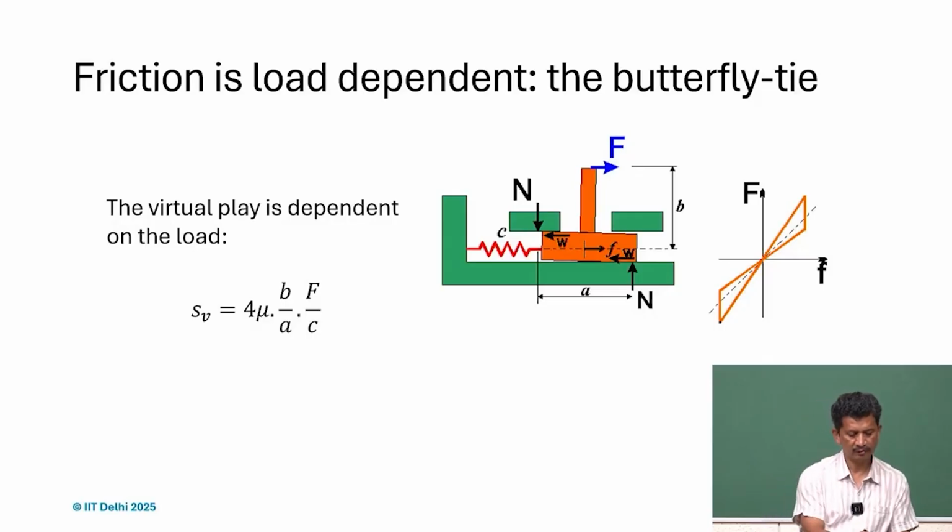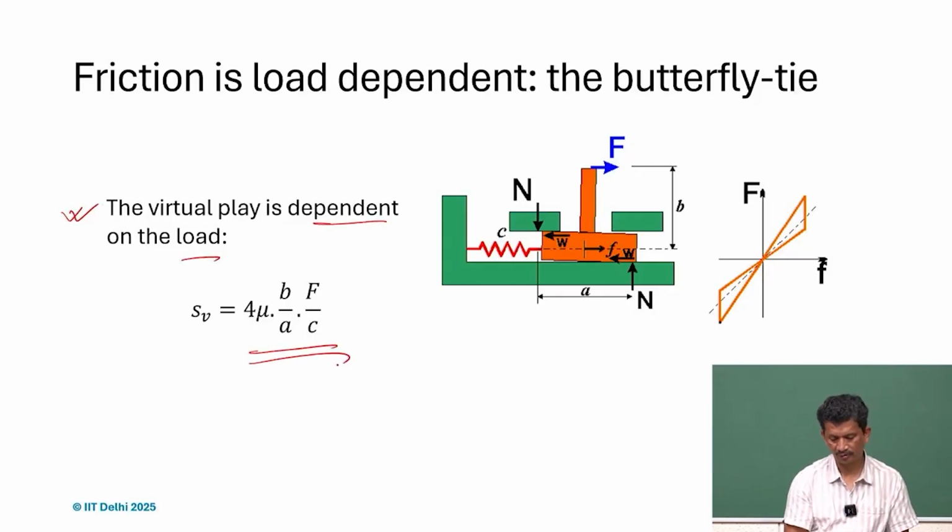And again here the virtual plane is dependent on the load, and this is the value for mu B by A F by C. That's the virtual plane we will have.